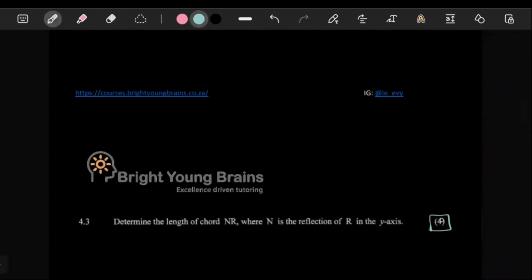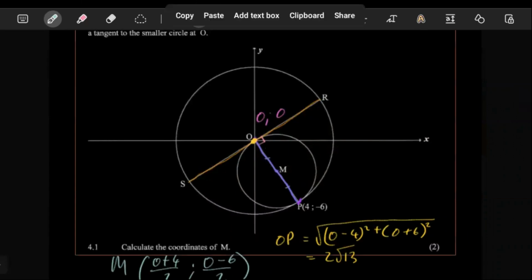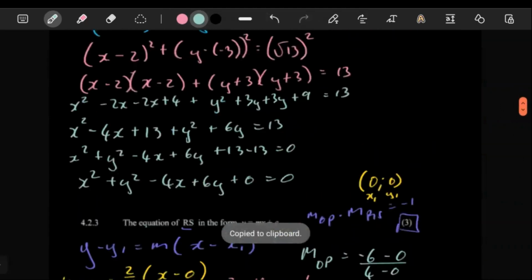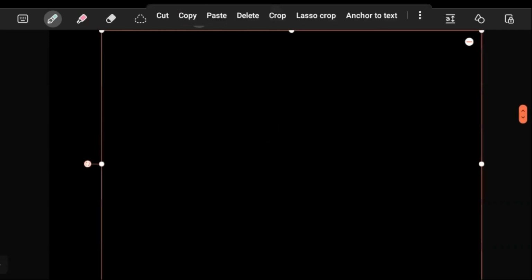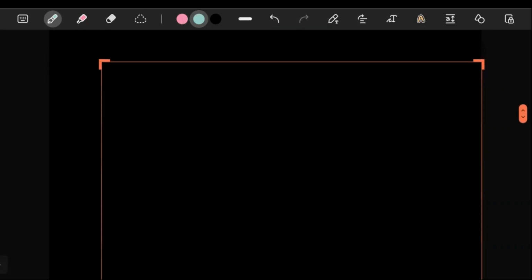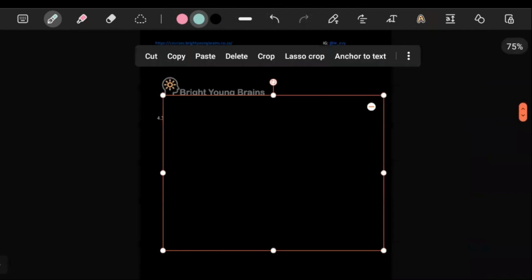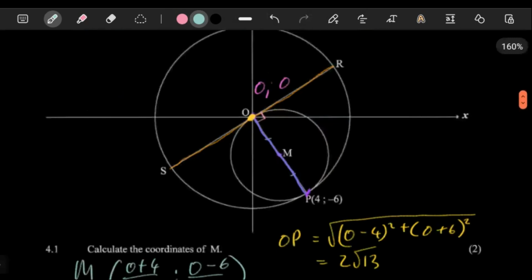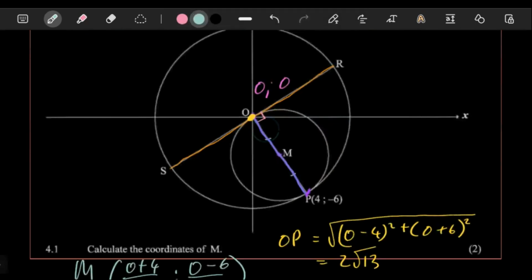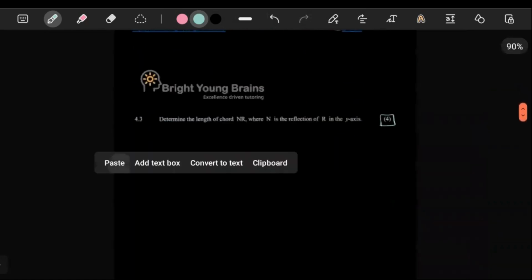For 4 marks, determine the length of chord NR. I feel like we should just get this picture down here now because it's too far now. Come closer. Let's just get this picture first. Come on. It's gone. That was super weird. I literally wanted to copy this thing, but I copied something blank. So let's try again. Open sesame.